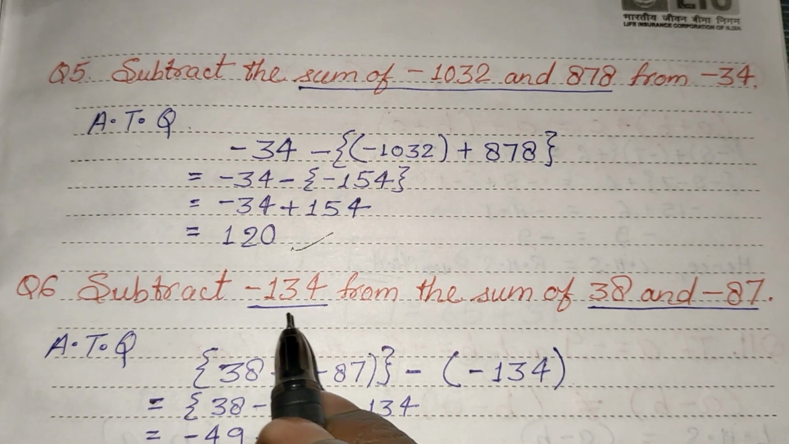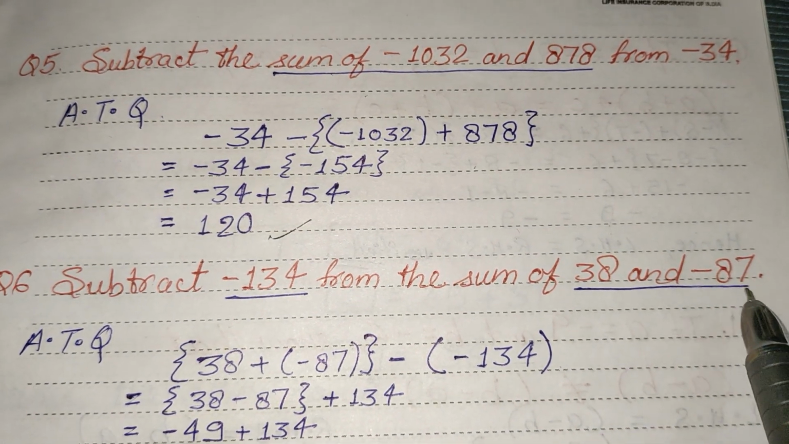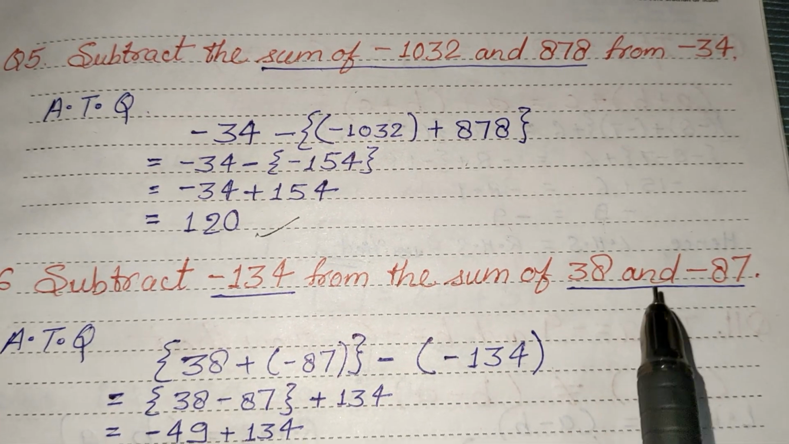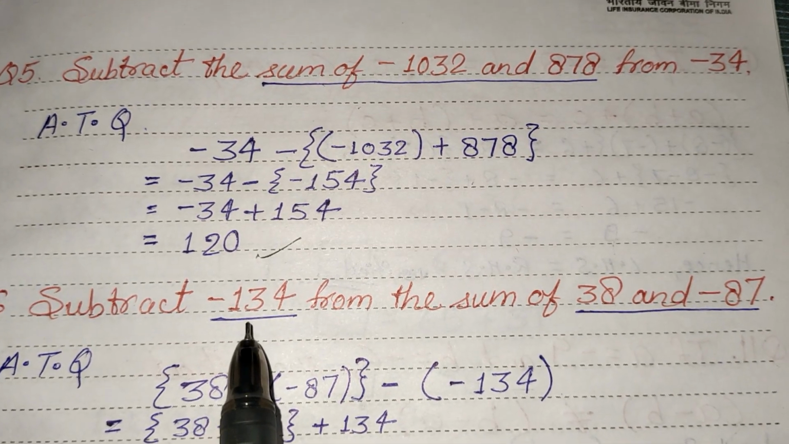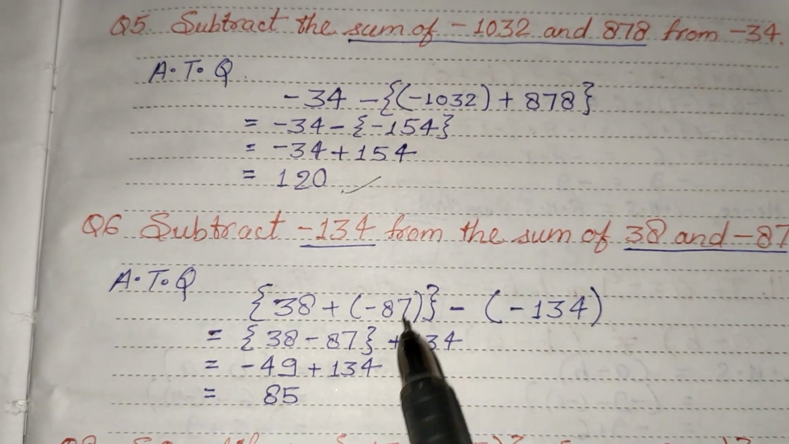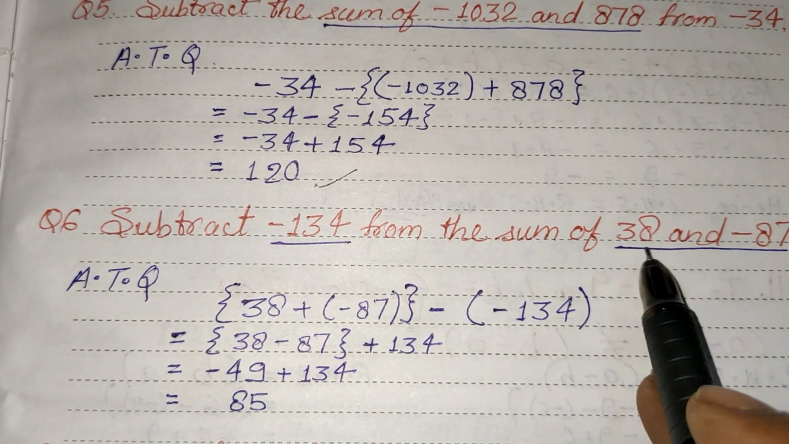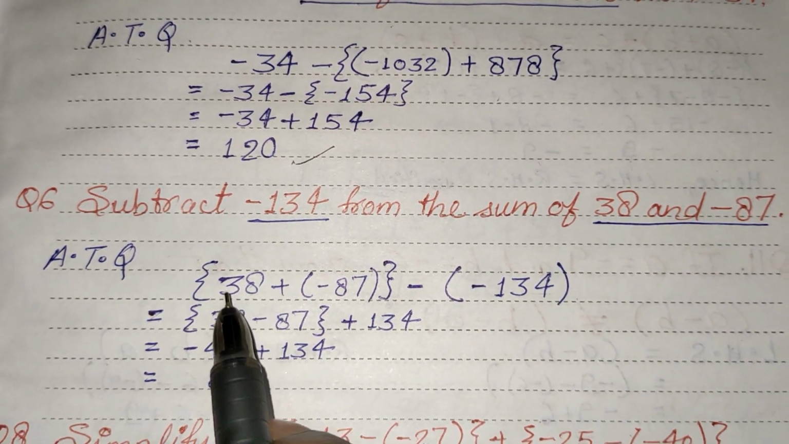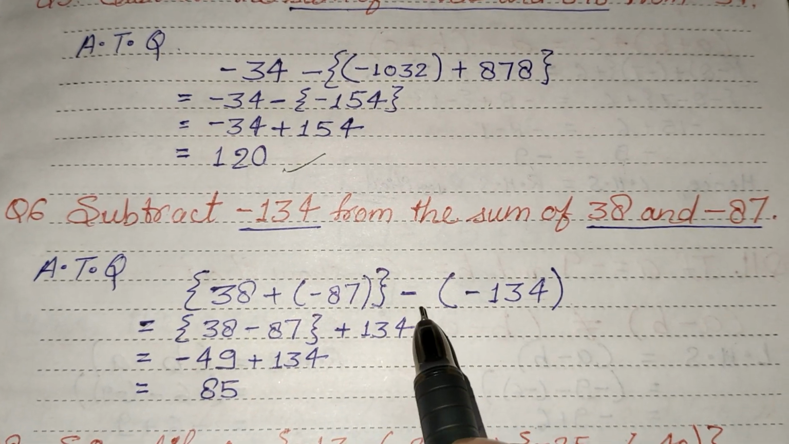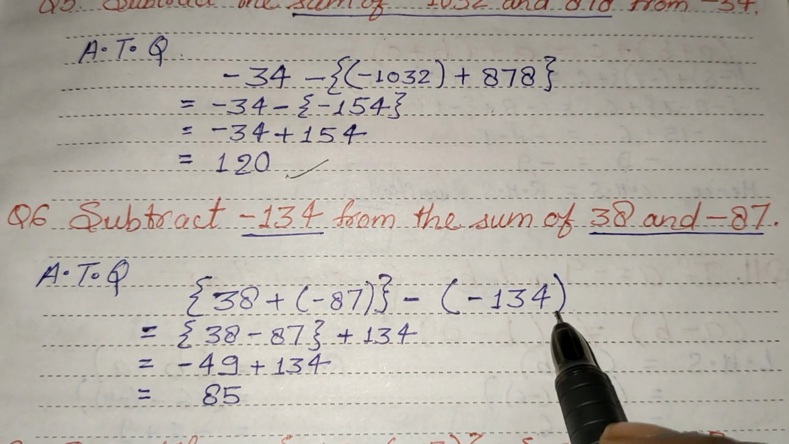Now moving on, next question number 6. Subtract minus 134 from the sum of 38 and minus 87. So here, from the sum of, first you have to add these two integers and then subtract minus 134. Now according to the question, you have to subtract minus 134 from the sum of. So you have to add these two integers first. Now in the bracket, add these two integers, put the sign of subtraction, and what we have to subtract, minus 134. So write minus 134 here.